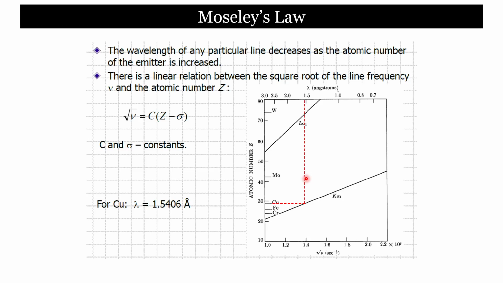There is Moseley's law, which states that as the wavelength of any particular line decreases, the atomic number increases. It is given by the square root of nu equals C into Z minus sigma, where there is a linear relationship between the square root of your line frequency nu and your atomic number. So as your atomic number increases, the square root of the frequency will increase.